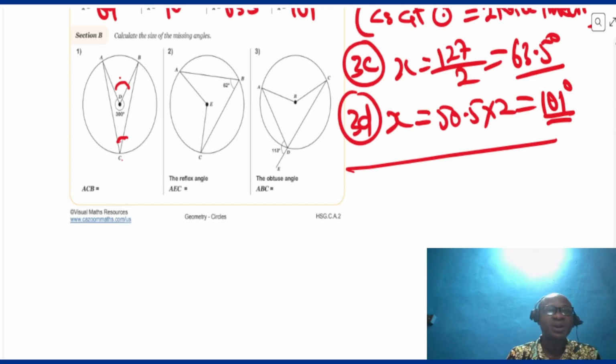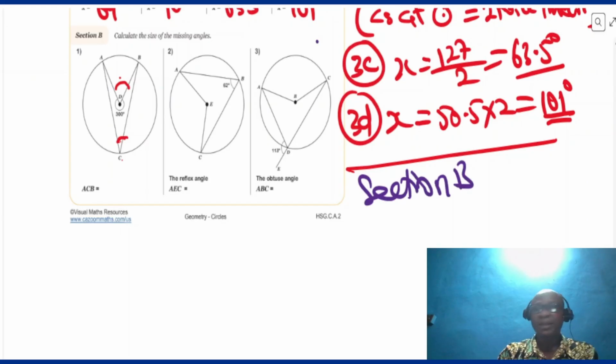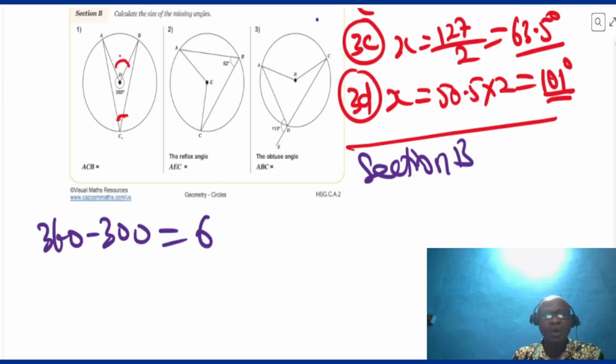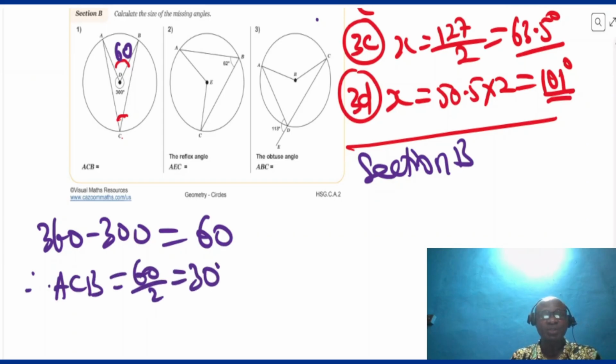I want to change the color. Section B. Just follow me gradually. Now, in this section B, I don't want to scroll out to our image. I will do 360 minus 300 equal to 60. I will tell you the reason. So it means that here is angle 60. Is that okay? Yes, sir. Therefore, that angle they asked me to find, ACB, is going to be 60 divided by 2, which is equal to 30. So the angle here is 30 degrees.